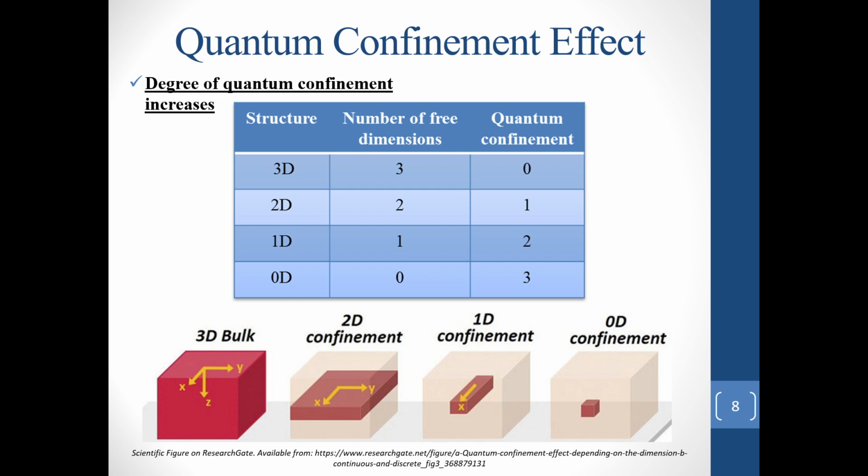So your illustration is given below. You can see this is for 3D, the electron is moving in all three dimensions, and in 2D the electron is moving in the xy direction, and in 1D only in the x direction, and in 0D now your electron is confined in a box.